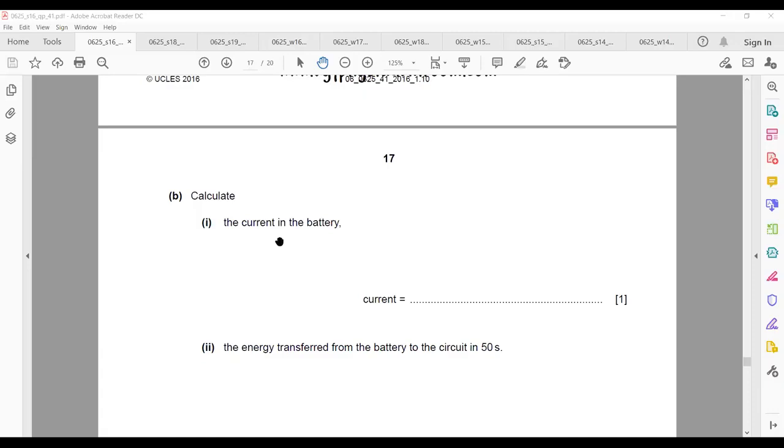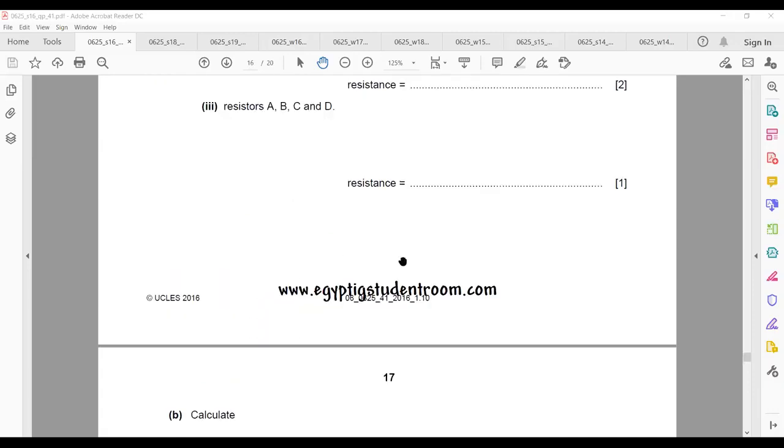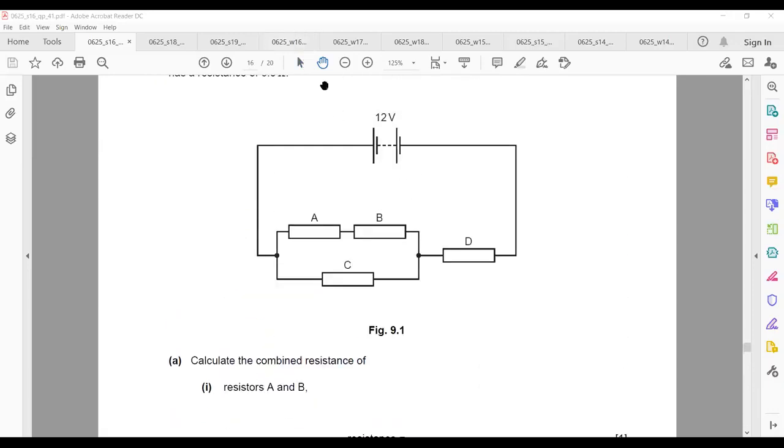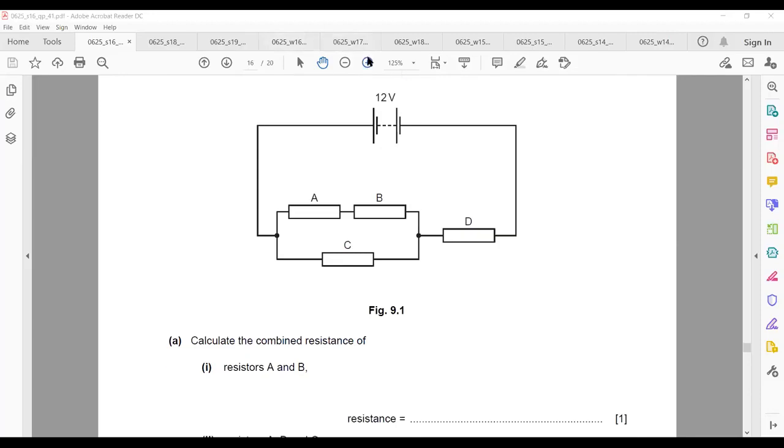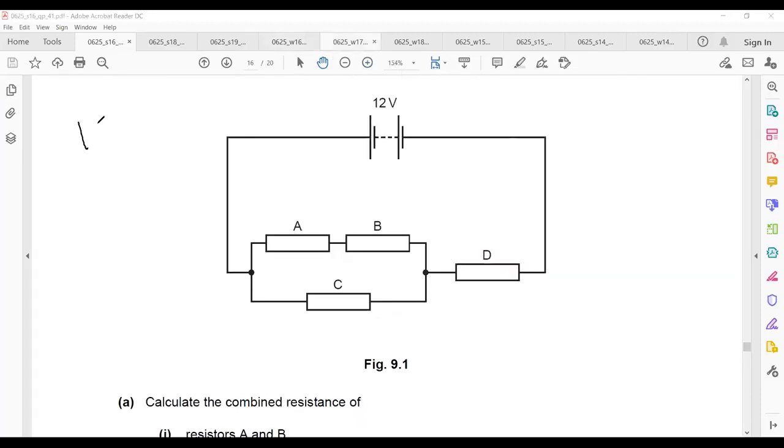Next, calculate the current in the battery. If you want the current in the battery, we need the total current. So if you need the total current, we have the formula V is equal to IR. V is the total voltage. The total voltage is 12. I is the total current which is coming out from the battery. And R, because we are finding the total, we should take the total resistance. What is the total resistance of A, B, C, and D? The total is 10.